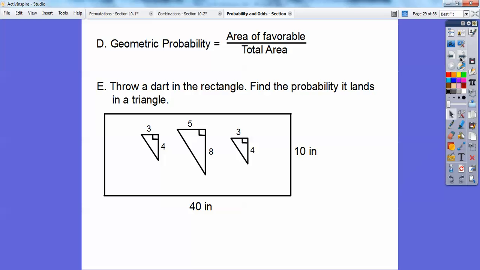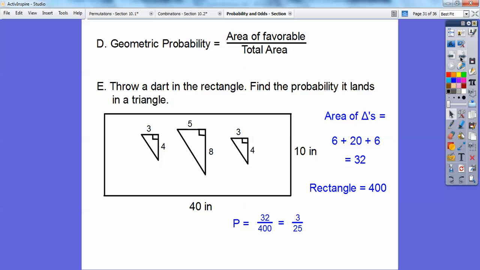Okay, so my favorable probability is the area of all the triangles. Remember, triangle is 1/2 base times height. So 1/2 3 times 4 is 6. This is another 6 over here. 1/2 5 times 8. So this is going to be 20. So my favorable is the area of all three triangles. The total area is the whole rectangle 10 by 40. Okay, so it's going to be 32 over 400, and I get 3 over 25.